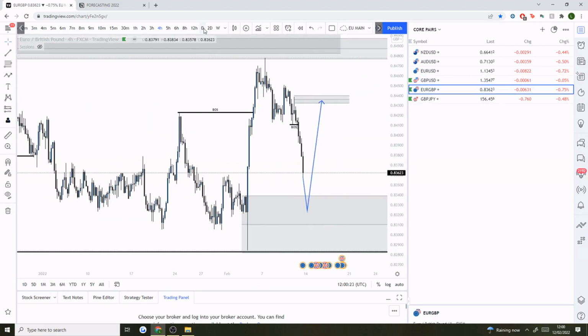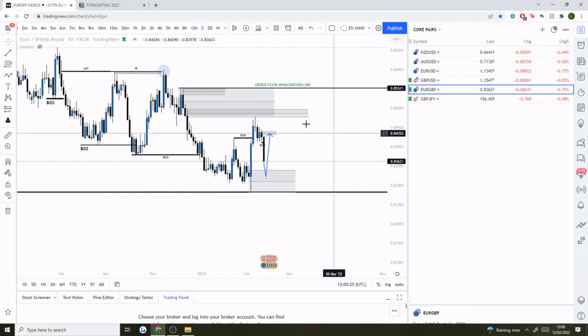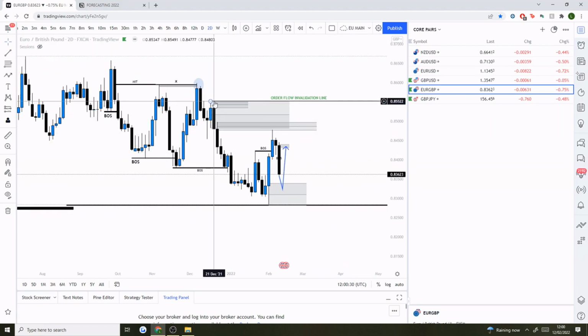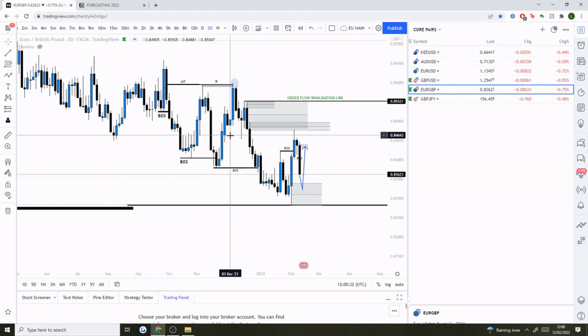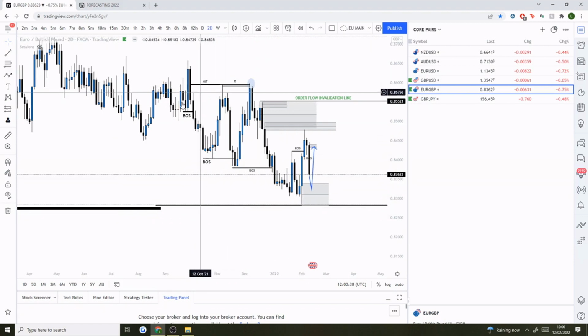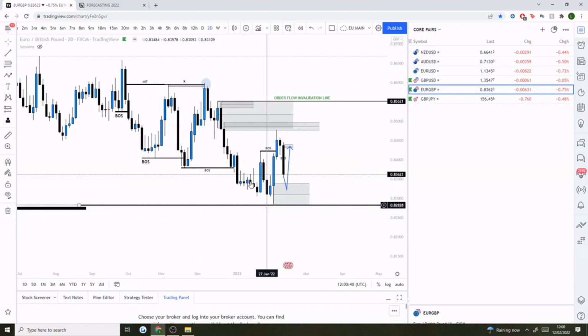Alright, so euro pound now. The last few weeks I've been looking at sells out of this 2-day order block here. That's because that's the area where this most recent break of structure came from, and we can see from the previous structure that we are in a bearish trend on euro pound.